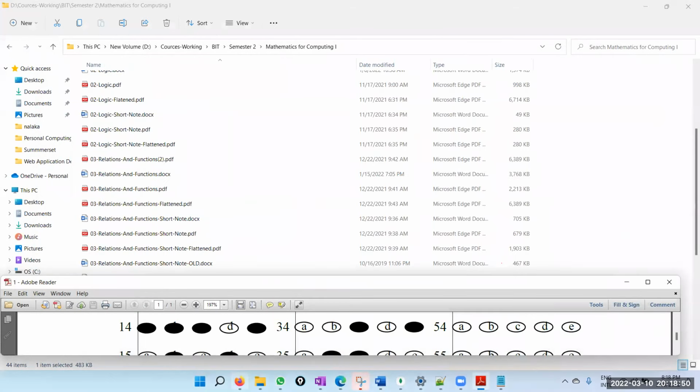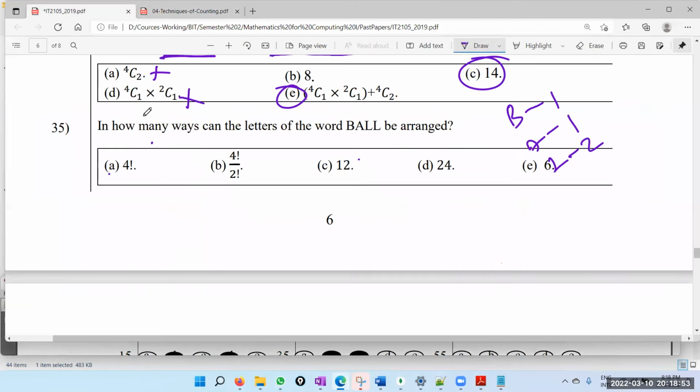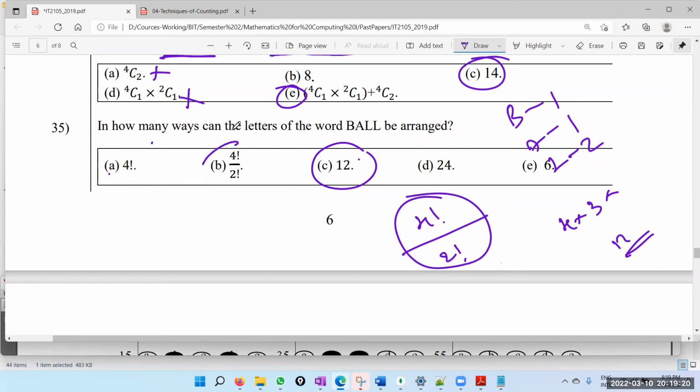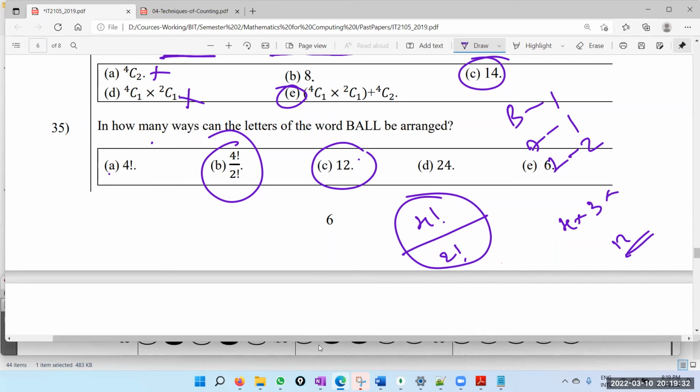So therefore the answer is very straightforward. Altogether we have factorial 4 divided by factorial 2, anyway factorial 1 is 1. So 4 into 3 into 2 into 1 gets cancelled out, right? So the answer is 12. Factorial 4 divided by factorial 2 is the answer. The answer is B and C. 35, B and C. Yes, B and C.